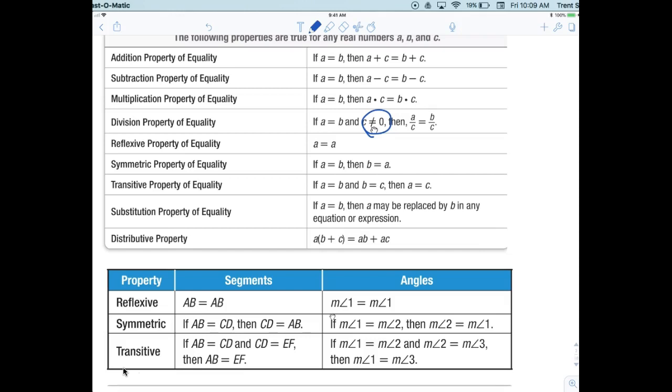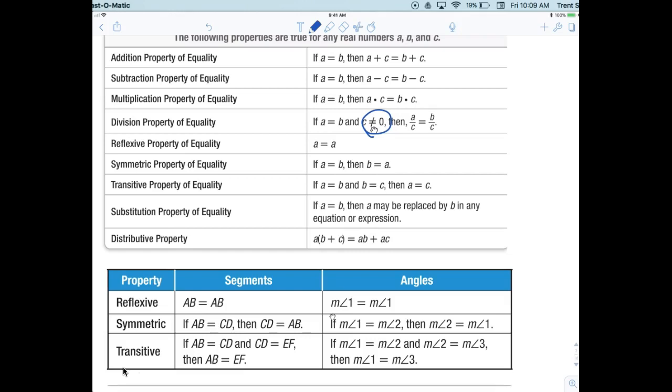Does A always equal A? Yes. If A equals B, does B equal A? Yeah, there's a symmetric property of equality. Now, the transitive property: if A equals B and B equals C, then A equals C. So you understand that property.